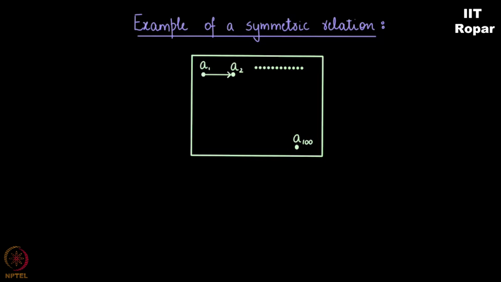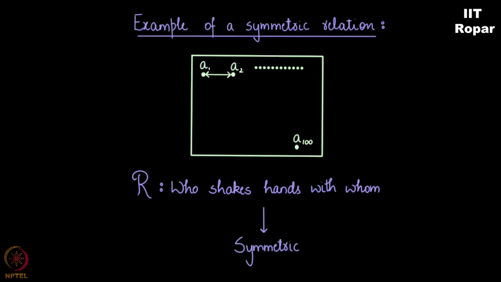Now please watch. Whenever A1 shakes his hand with A2, it is understood that A2 also shakes his hand with A1. You see, if I consider the relation of who shakes his or her hands with whom, that results in a relation, correct? And such a relation is obviously symmetric.